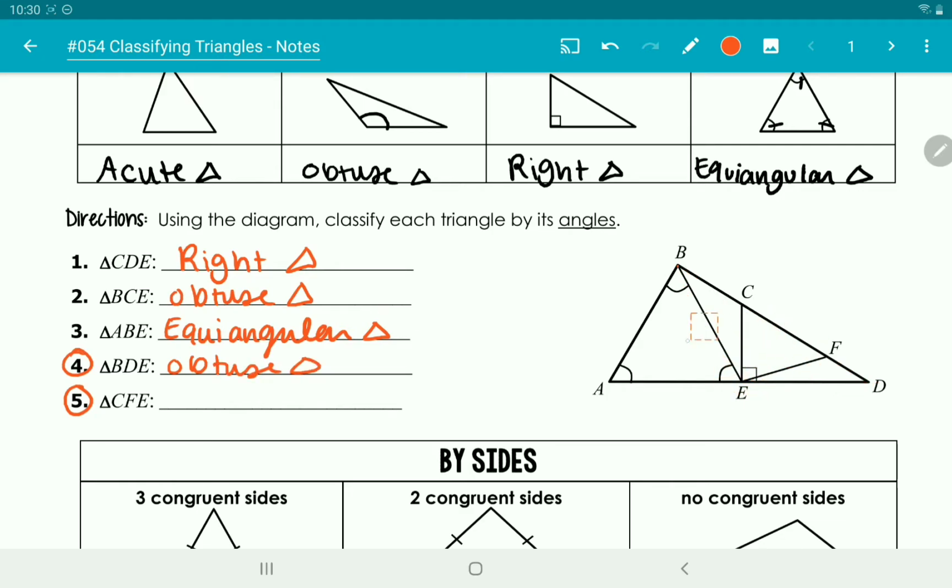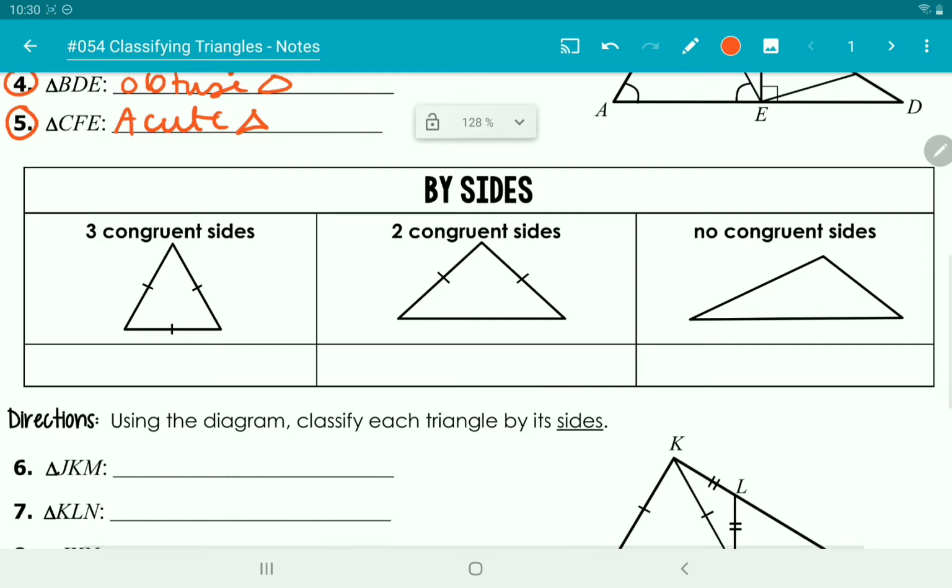And now we can look at the very last one, CFE. All three of these angles are less than 90 degrees, so they're all three acute. And we don't know that they're the same because they don't have these little angle marks. So they could be different, but since they're all three acute, it's going to be considered an acute triangle.